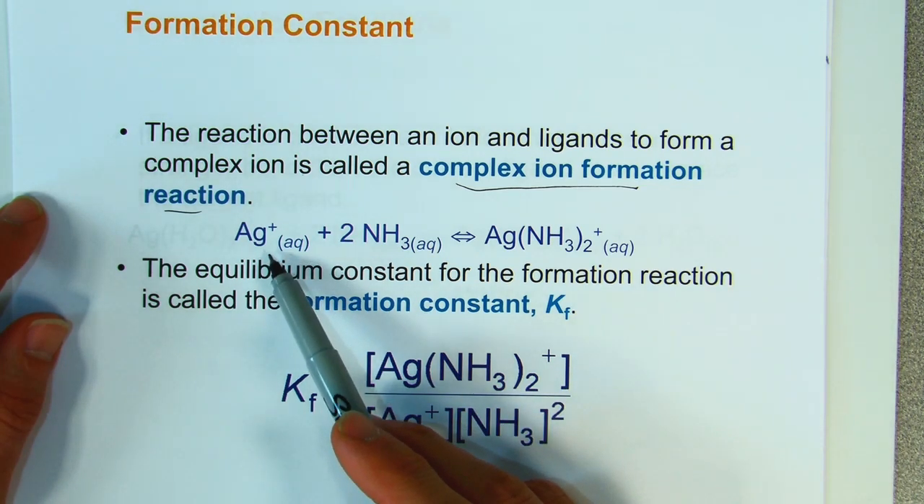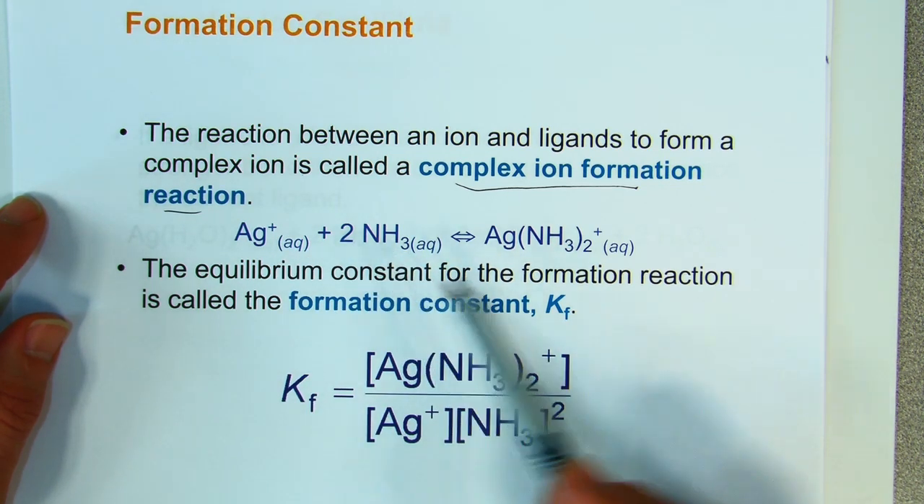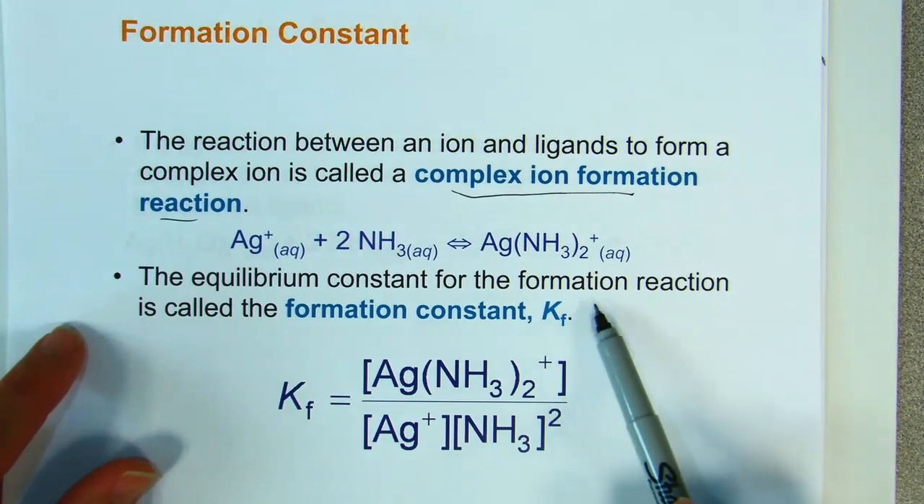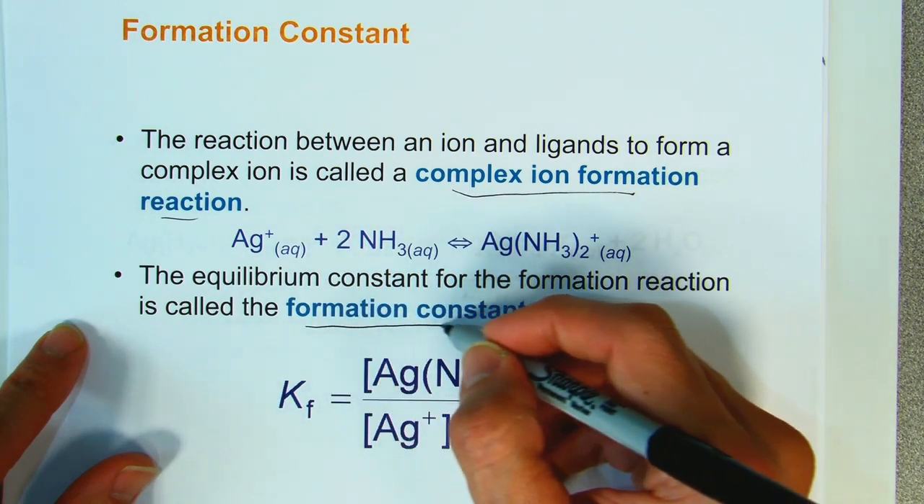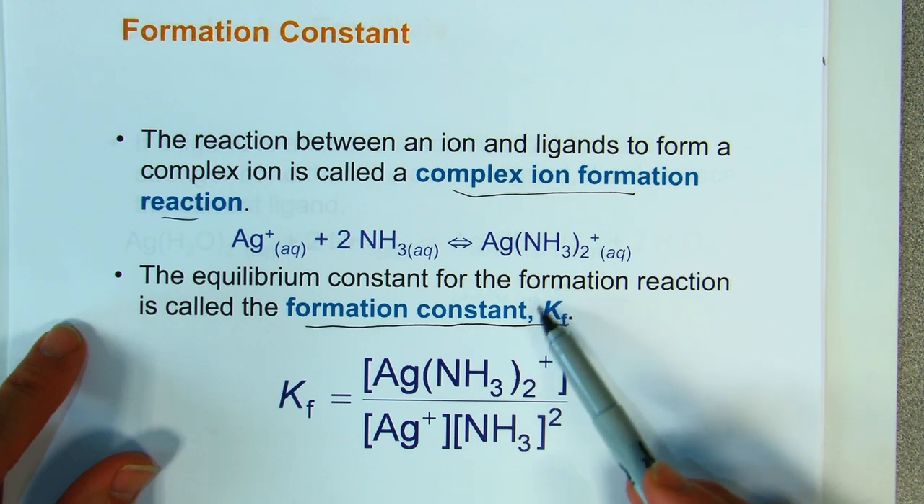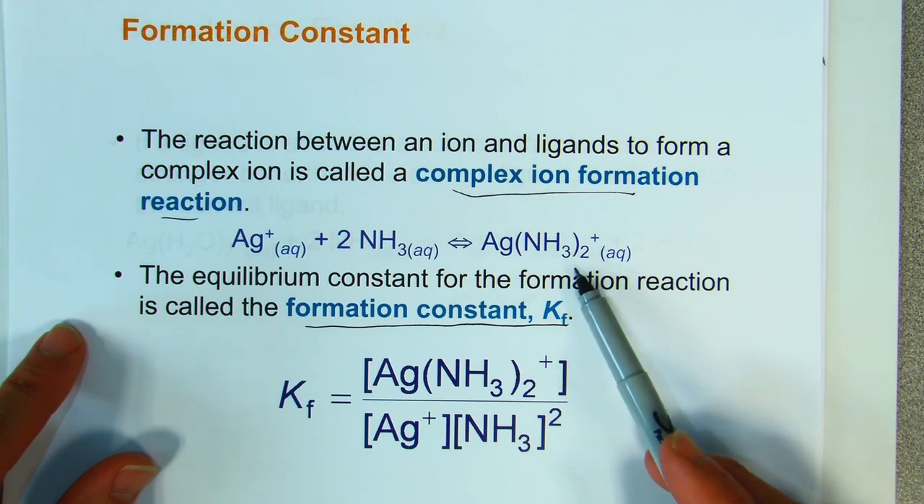For the one that we just considered, we have our silver plus 1 cation reacting with 2 copies of ammonia to make this complex ion. It's an ion with multiple neutral molecules attached, and through Lewis acid-base chemistry, it's a complex ion. That's what we make. We can treat this from an equilibrium perspective, and we can write the formation reaction and the associated equilibrium constant. We call these associated equilibrium constants formation constants, and we give them the symbol capital K, lowercase f, Kf. It's nothing more than an equilibrium constant describing the formation of the complex ion.